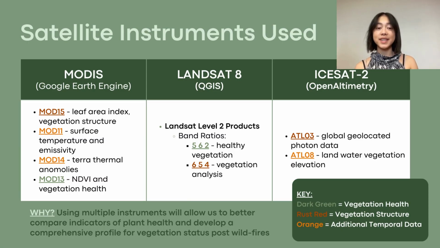Throughout this research, we utilized data from the MODIS, Landsat-8, and ICESat-2 instruments. For MODIS, we looked at the products corresponding to vegetation health and surface temperature. Next, we also used data from Landsat-8, focusing on Level 2 data products, and created virtual rasters from specific band ratios for further vegetation analysis. And finally, from ICESat-2, we looked at ATL03 and ATL08 to measure the land and vegetation height. By using such a wide range of instruments, we aim to better compare indicators of plant health and therefore develop a more comprehensive profile for vegetation status pre- and post-wildfire.